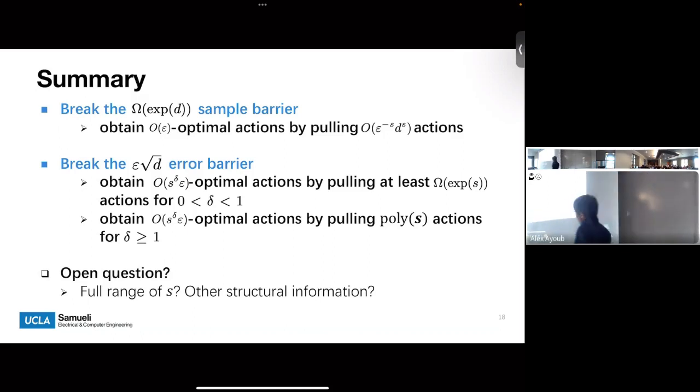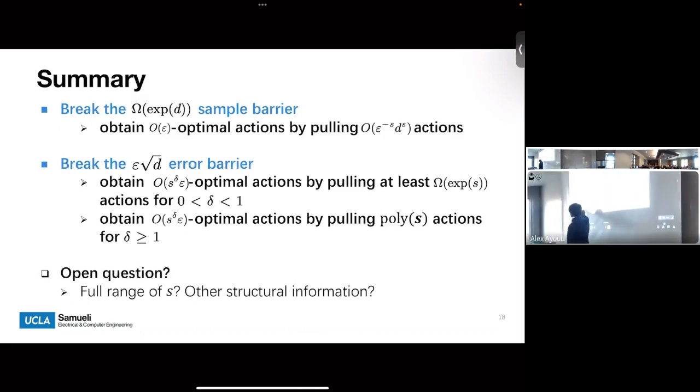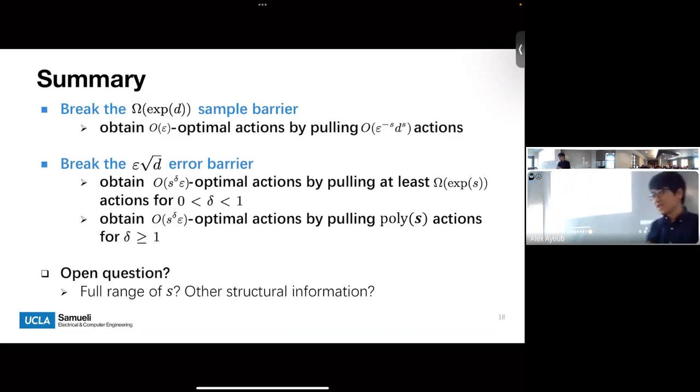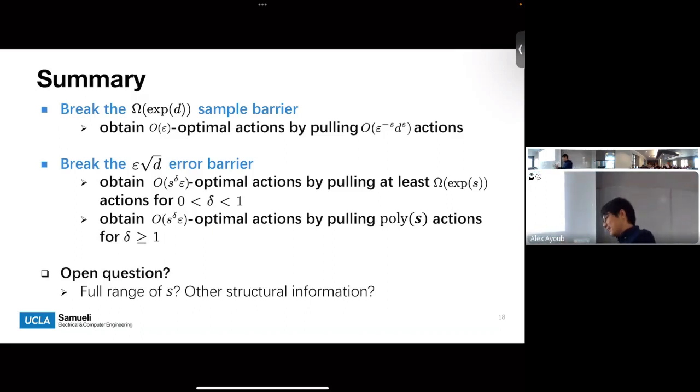Okay. So for open questions, the full range of S, I think it's not done immediately, right? Then maybe other structure information that is more interesting, you can also look at. With sparsity, we can find very good structure information, that only a small number of actions matter, so other things don't matter. For other structures, maybe you have better things. Okay. And what else? Yeah, so that's everything for this result. Yeah, thanks.